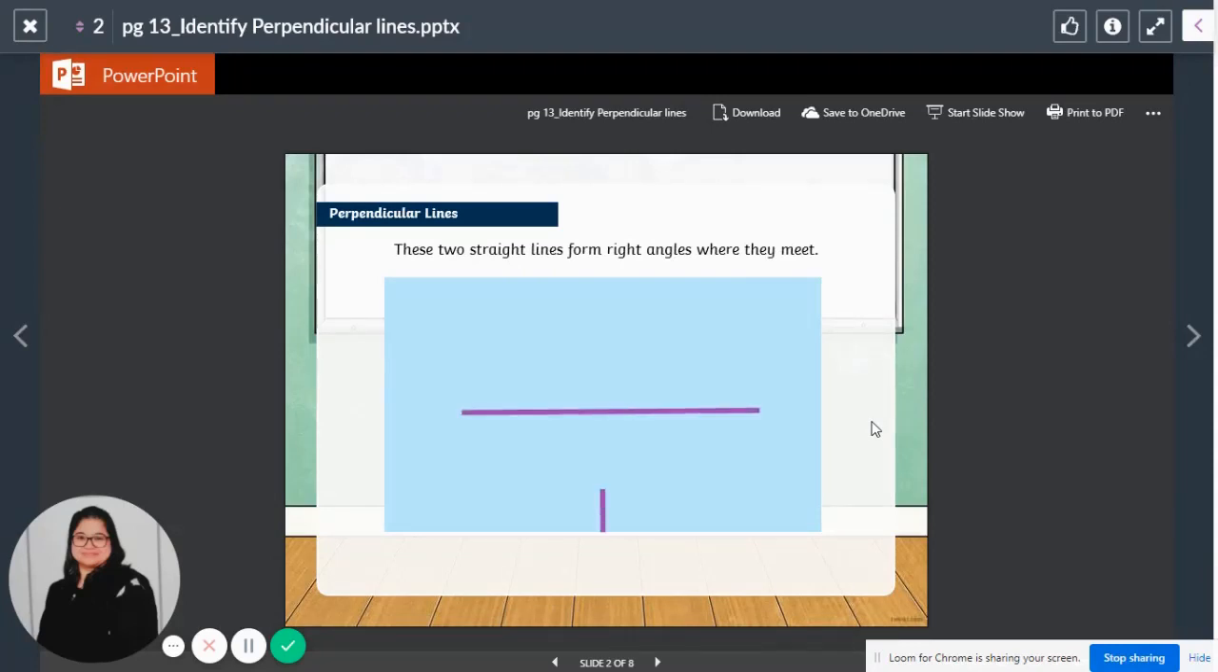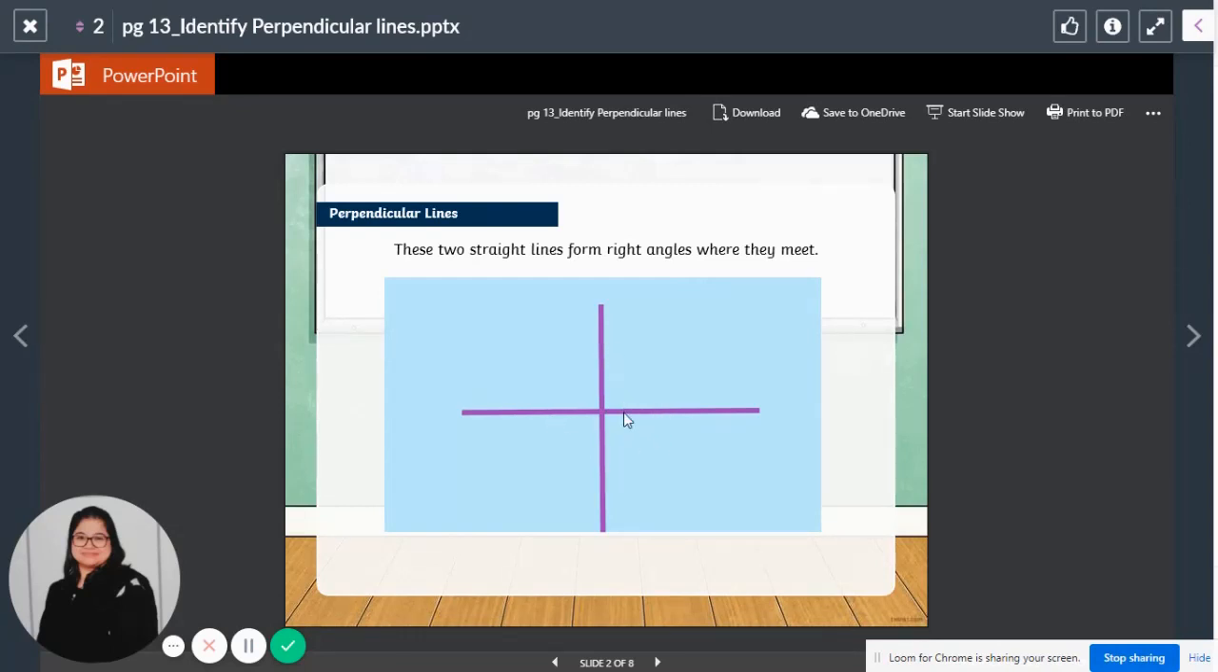Now, these two straight lines form right angles where they meet. Now, what is a right angle? When two lines meet and form a perfect L shape. Can you see this perfect L shape? So, this perfect L shape is nothing but a right angle formed by these two straight lines.